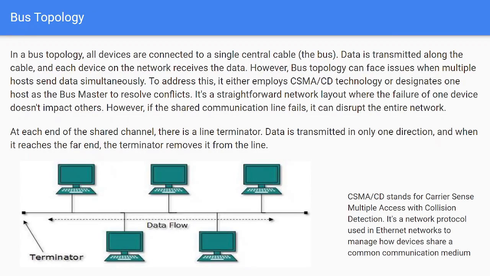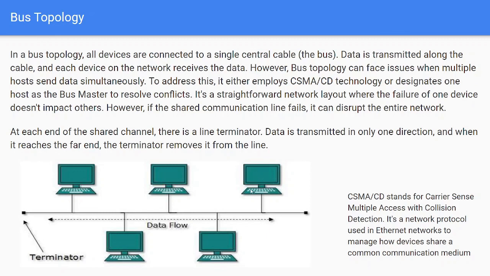Now we have something called the bus topology. In a bus topology, all devices are connected to a single central cable that is known as the bus. If you look at the image that we have here, we have a single line of cable, right? And we have different devices connected to that single line of cable. Data is transmitted along the cable and each device on the network receives the data.